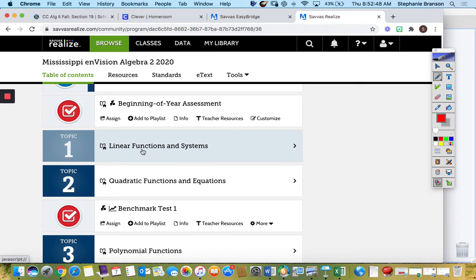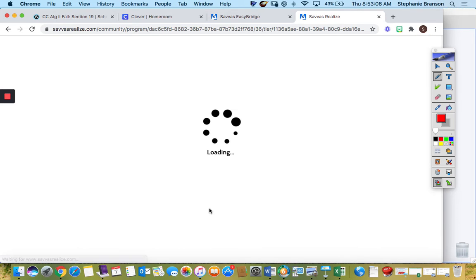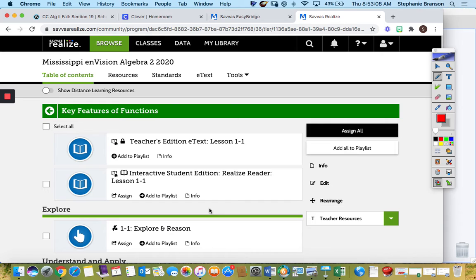Alright, so today is just lesson 1-1. It's just key features of functions. We're going to focus on looking at some different important points of functions, domains, range, things of that nature. So we're going to start on page 1 of your notebook. We are going to look at the explore and reason.